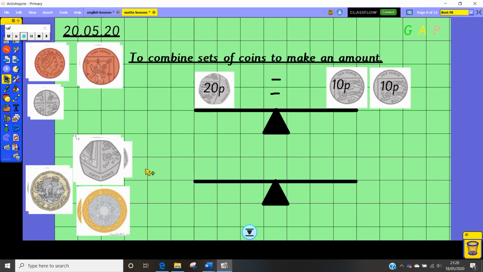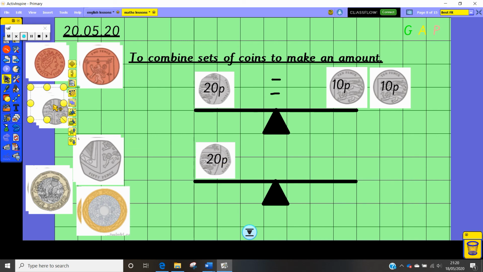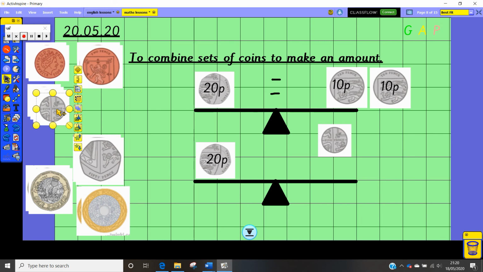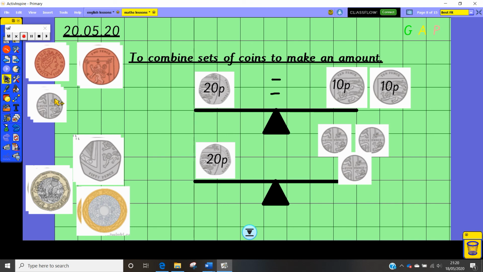If we put 20 pence on the bottom of the other scale, then we have got to balance it on this side. So how could we do it? What could we use? If you have said I could use 5p and another 5p, this one doesn't want to come over, does it? And another 5p and a final 5p, then you are right.